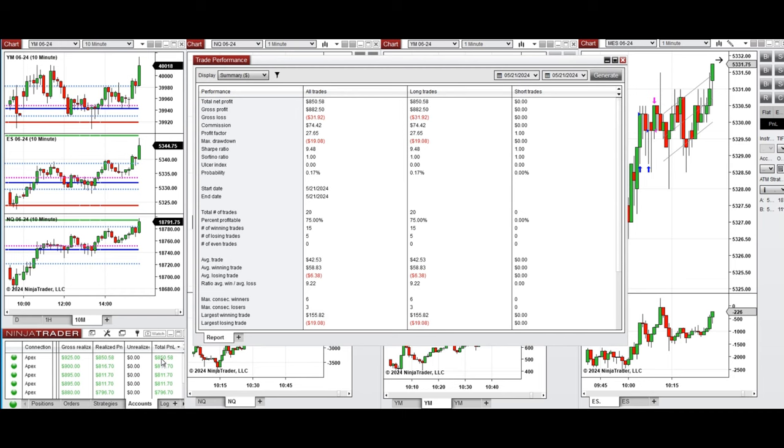And you see here the performance on one of these accounts, which was positive, showing a profit factor of 27 with a 75% win rate from the long positions taken and an average win to loss ratio of 9. The largest winning trade was $155 and the largest losing trade was $19.